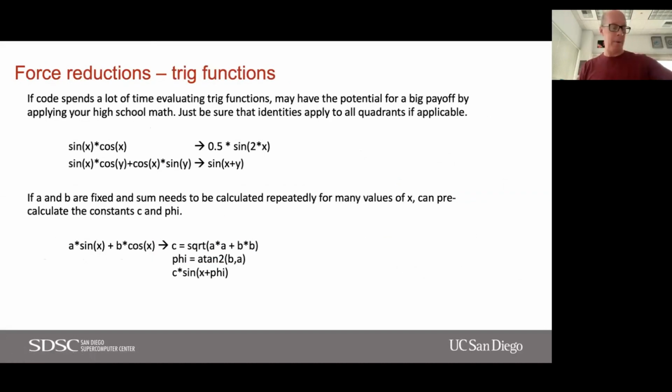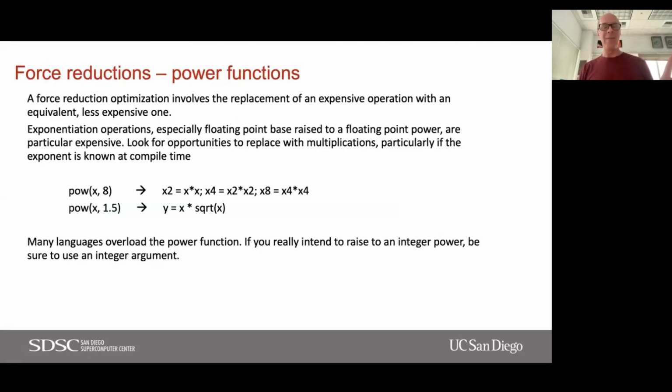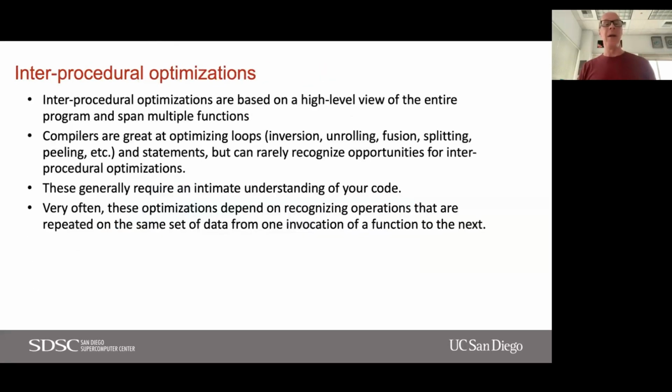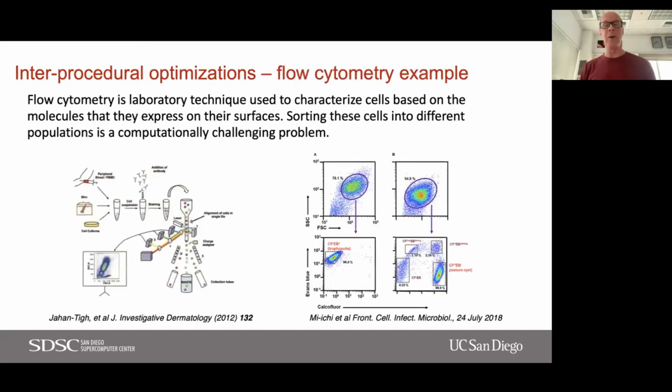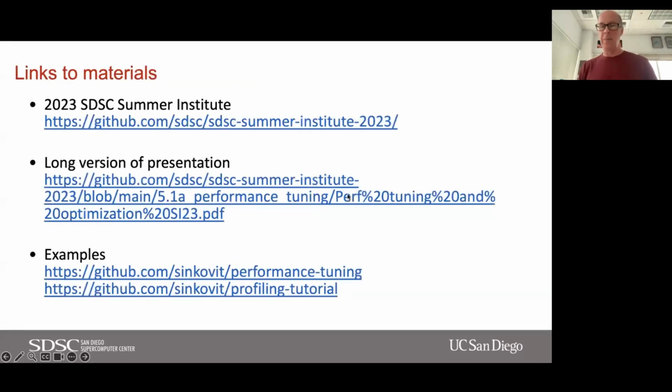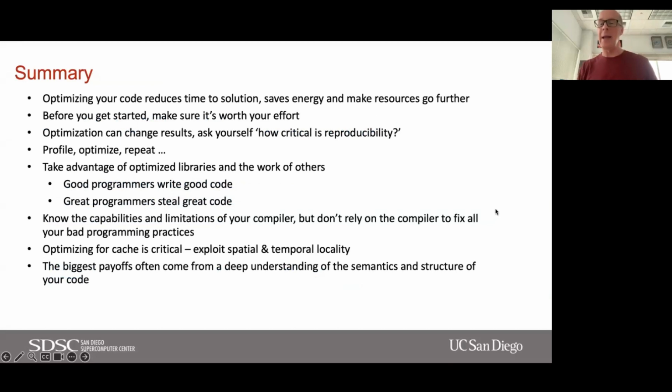So with that, I am going to wrap up. We are at the top of the hour. There's a lot more in here, even in the shorter version of the presentation. We talk about strength reductions, where you replace more expensive operations with equivalent, less expensive ones. Interprocedural optimization, where you take a higher level view of the code, see if there are results that are calculated that could be used across multiple function calls, and so on. And with that, I am just going to stop here with my summary slide. Oh, and happy to take any more questions.